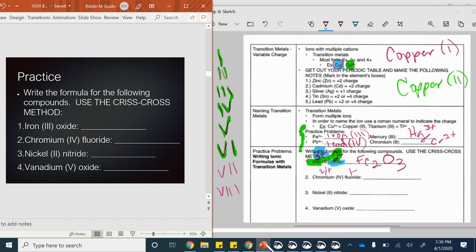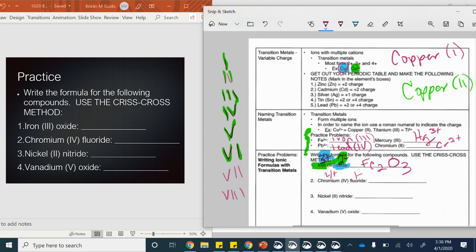So we do the crisscross. So for every chromium, I need 1 chromium for every 4 fluorines. 4 fluorines. And that is a really ugly chromium. So let me make that better. Way better.